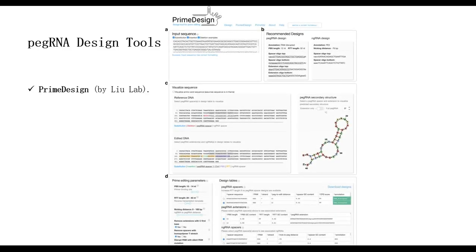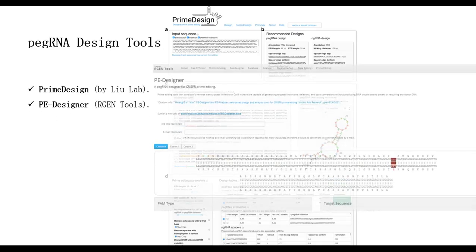Several bioinformatics tools simplify pegRNA design by automating spacer selection, PBS length, and RT template prediction. PrimeDesign, developed by the Liu Lab, is a comprehensive platform tailored specifically for prime editing guide design, offering automated generation of pegRNAs and secondary nicking sgRNAs.